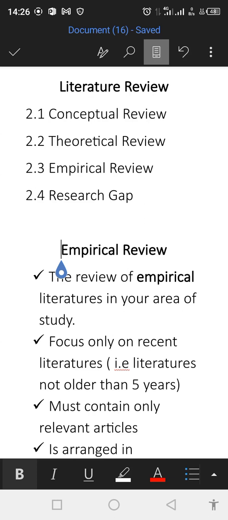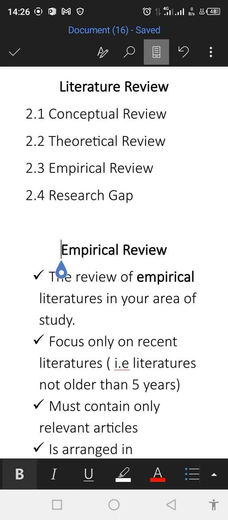And when you get to your literature review, it is advisable you start from your empirical review, because starting from your empirical review helps you to understand the things that people have done, the extent to which they have done it. You understand?